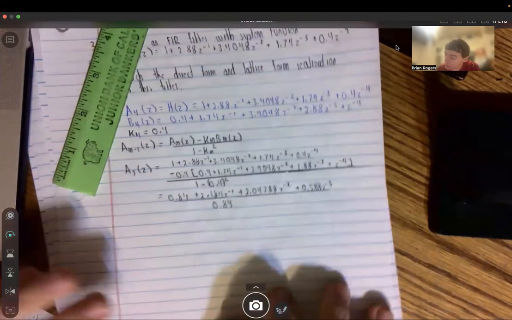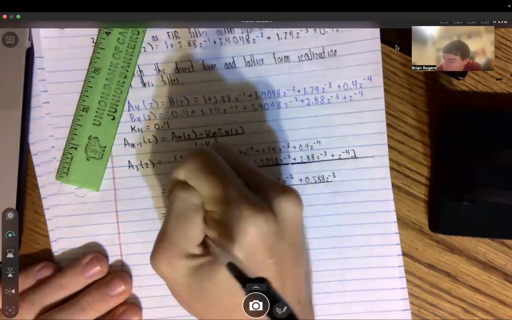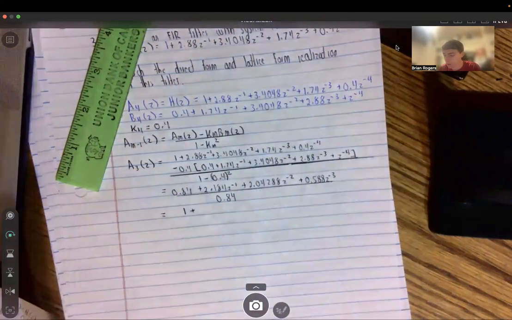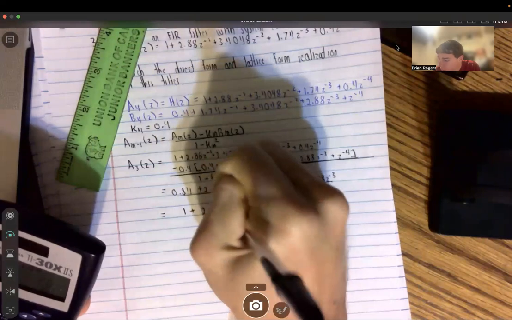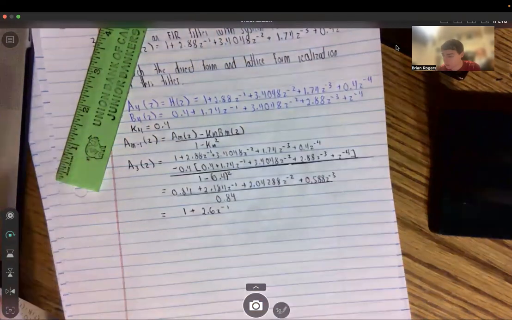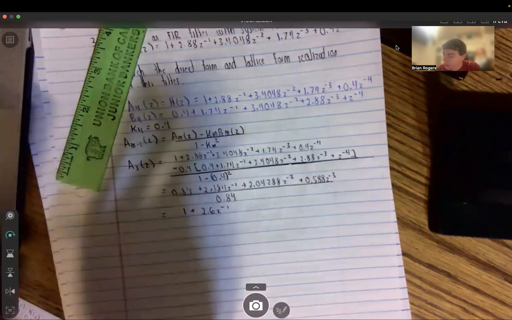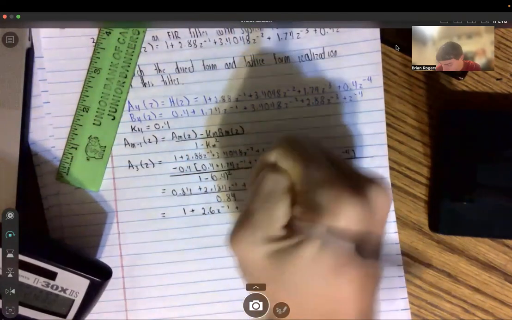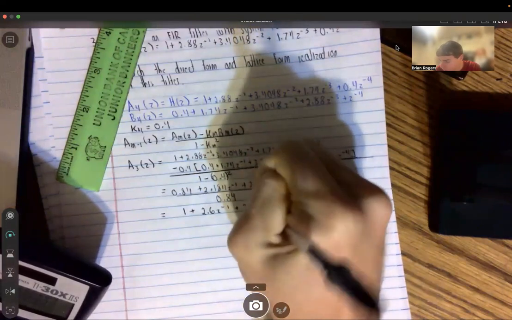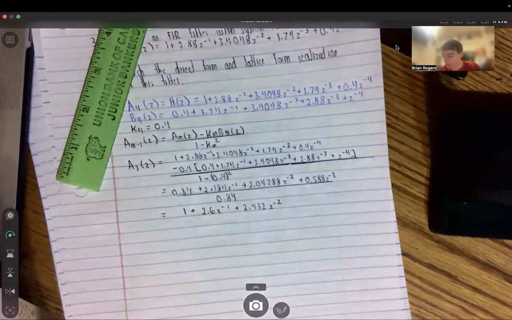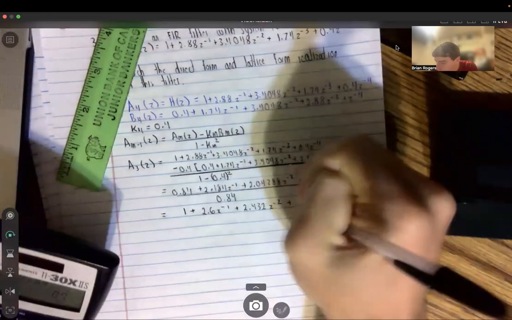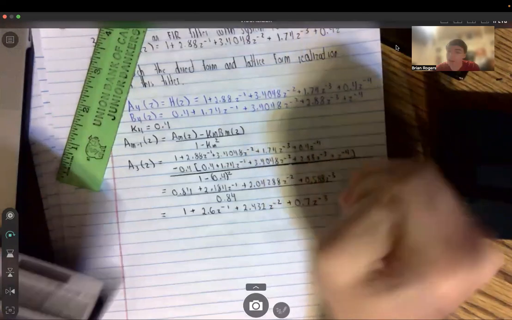And so now when I solve for this, I get 1 plus 2.184 divided by 0.84, which gives 2.6z^-1. Then 2.04288 divided by 0.84 gives plus 2.432z^-2. Then 0.588 divided by 0.84 gives 0.7z^-3.